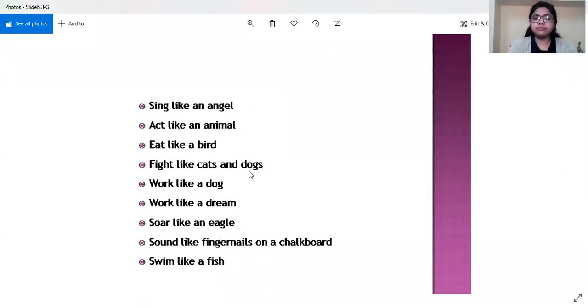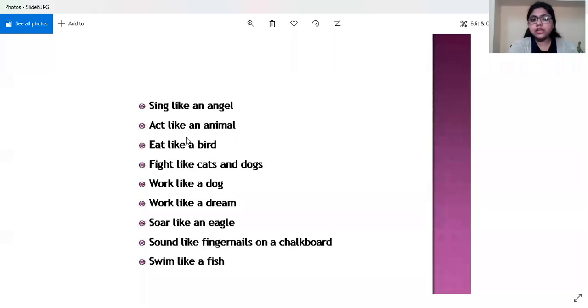Now let us see the example where we use like. For instance, sing like an angel. So I already told you that the comparison which includes the words as or like is said to be a simile. So we have seen the examples of as. Now let us see the examples of like.